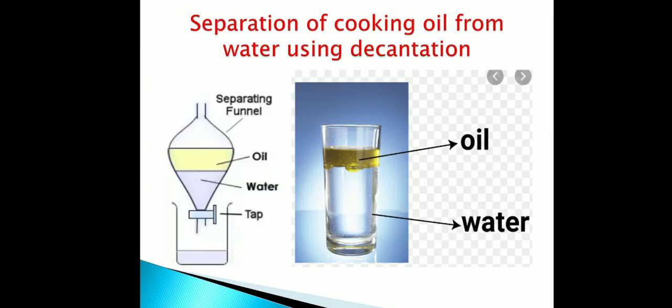Children, the same principle is used for separating a mixture of two immiscible liquids. Here we have taken two immiscible liquids, water and oil. Immiscible means they do not mix together. So cooking oil and water can be separated from each other. If such a mixture of two liquids is allowed to stand for some time, what will we observe? They form two separate layers. These two layers can be separated either by the decantation method or by using a separating funnel.